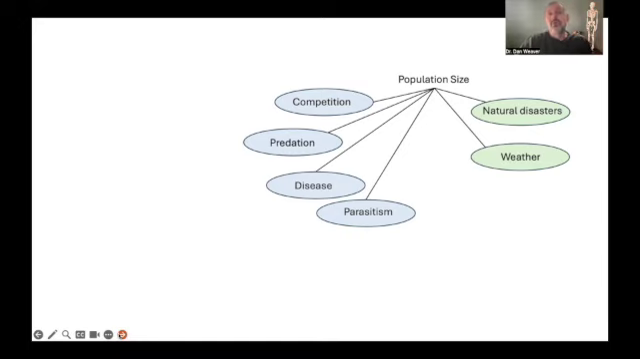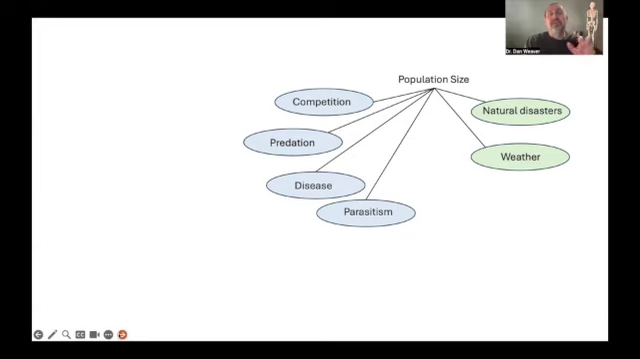There are also density independent factors. In other words, it doesn't matter how many organisms in your population are in an area if there's a natural disaster. Whether there's 1 or 500, it didn't matter. That tornado went through that area and destroyed a lot of them. Or maybe a storm, a hurricane, or maybe a drought. It doesn't really matter how many squirrels there are. The drought is going to have an adverse effect on that population. That's a density independent factor.